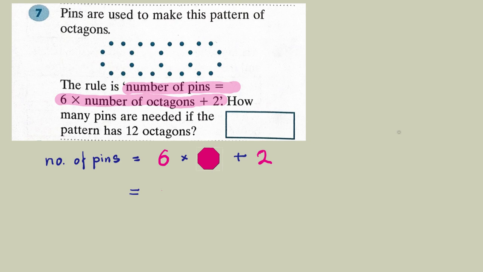So this will be 6 times 12 octagons plus 2. So we work through this and say 6 times 12 is 72, and then we add 2, and that becomes 74 pins. So the number of pins that we want is 74.